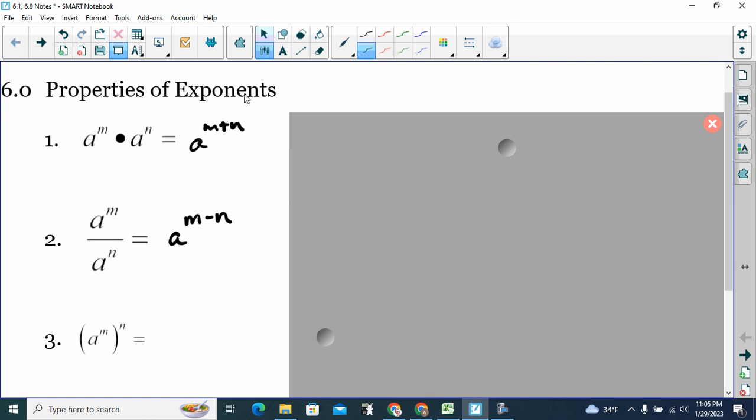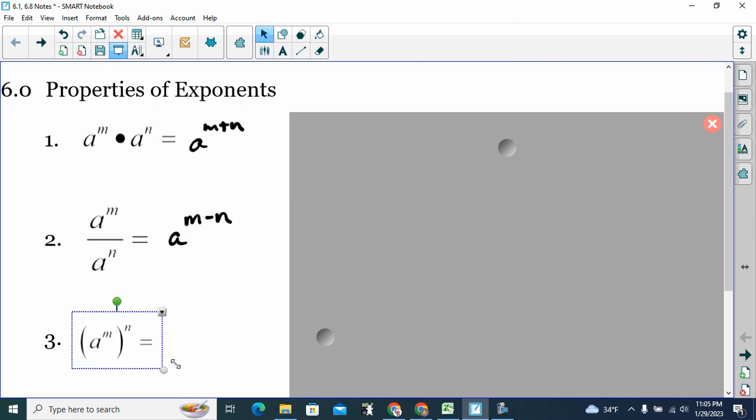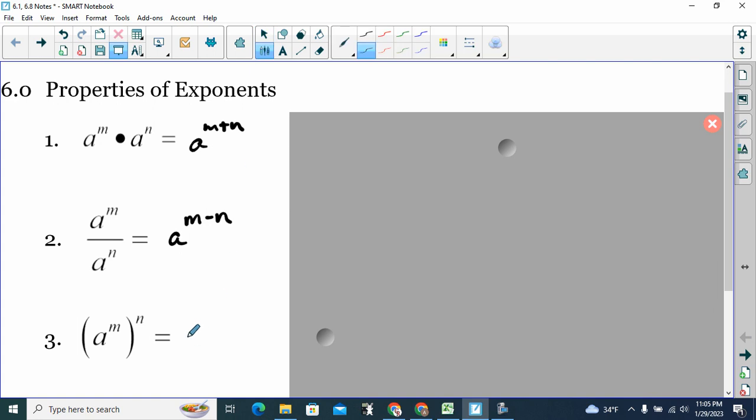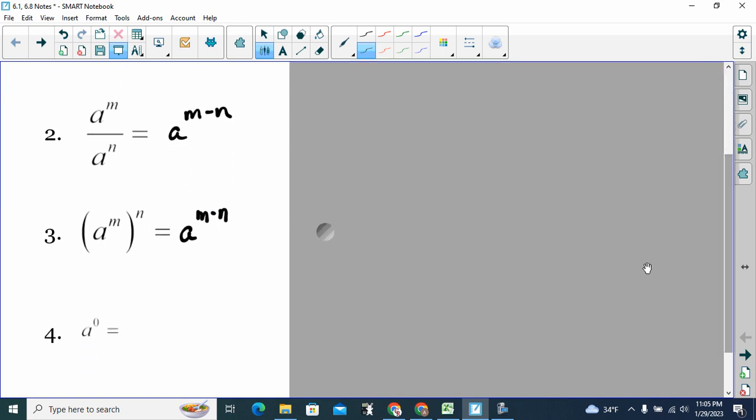Property number 3 is called the power of a power property. So I have a to the m, and I raise it to the n power, a to the m to the n, power of a power. We multiply the exponents when that's the case. Property number 4, anything to the 0 power we know is 1.